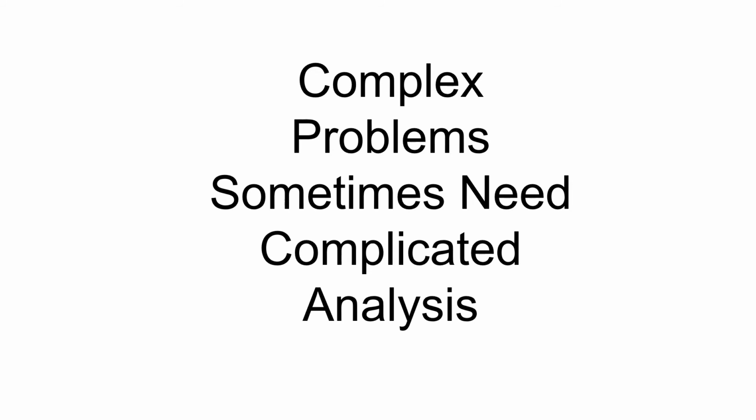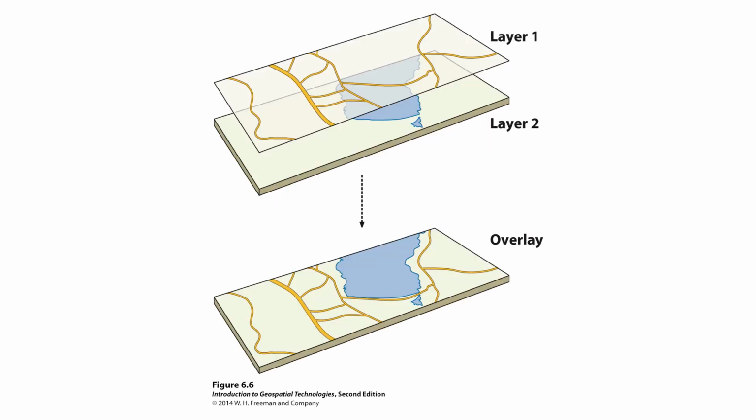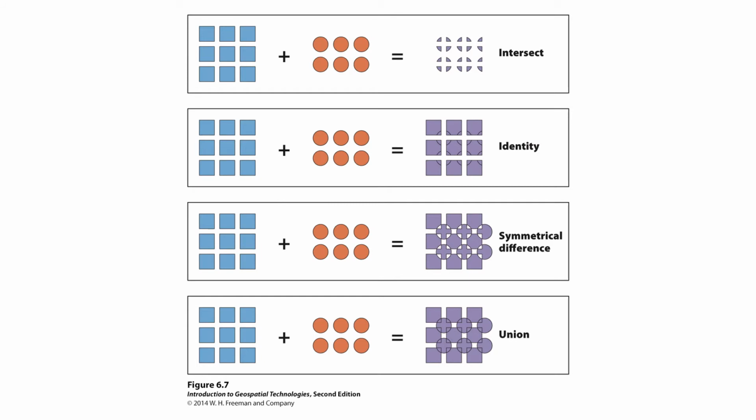Sometimes complicated problems are just that. They're complicated and they require complicated analysis. So we take multiple GIS layers of data and we combine them in something called an overlay. There are a couple of different ones that are pretty common: intersect, identity, symmetrical difference, and union. You can look at the pictures here and see what they mean. For example, intersect is the data that is only common to both data sets. Symmetrical difference is sort of the opposite of that. Union is all the data from both data sets.